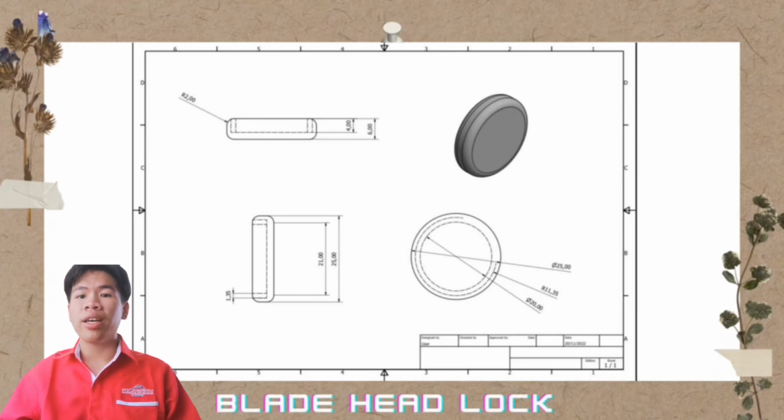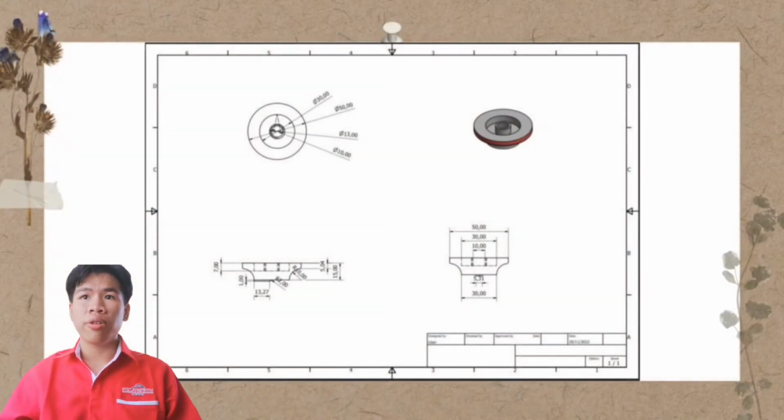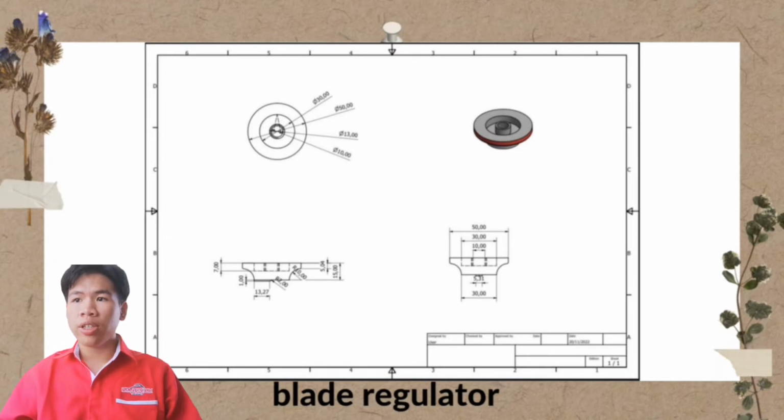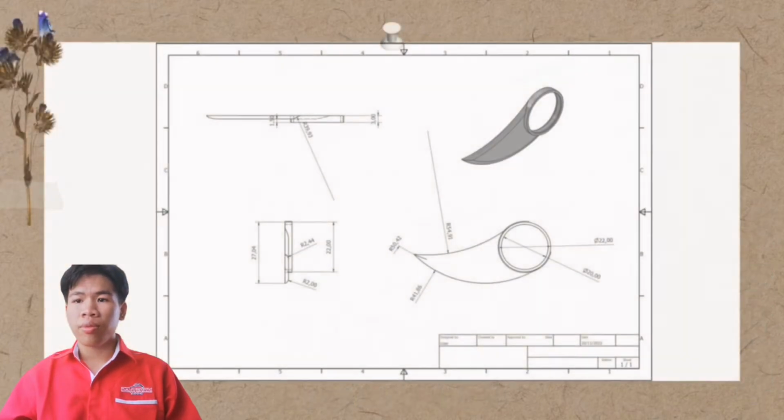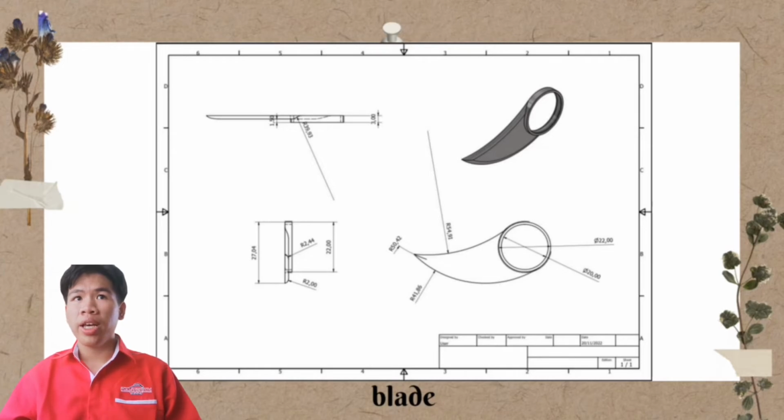After that, blade head lock. The blade head lock is the thing that locks the blade from opening when it's spinning at high speed. And then the blade regulator. The blade regulator is the one button that adjusts whether the blade spins clockwise or anti-clockwise, depending on the user's control. After that is the blade. The blade is the main thing in the blender that grinds and cuts things at high speed.